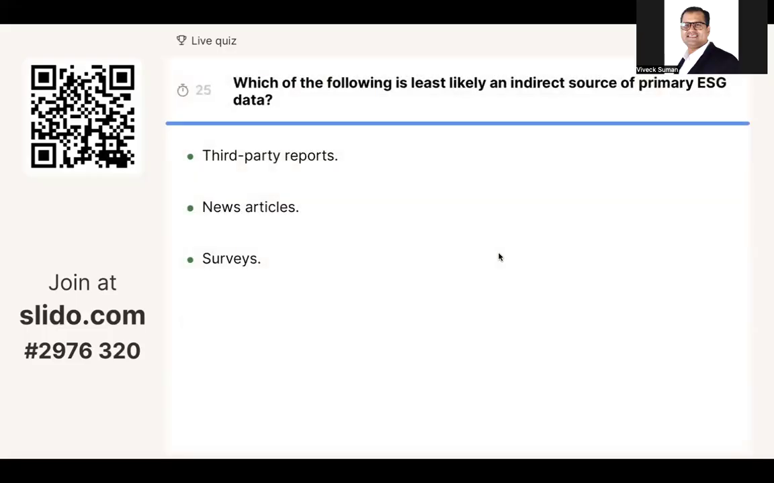Okay, let's go to question two. Which of the following is least likely an indirect source of primary ESG data? Least likely is the important word here, so please be careful about it. Third-party reports, news articles, and surveys. Which one is not applicable? Yeah, least likely.